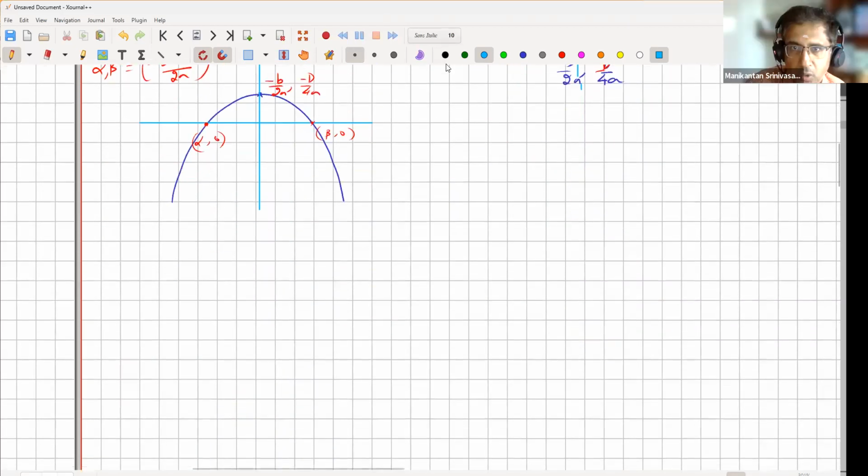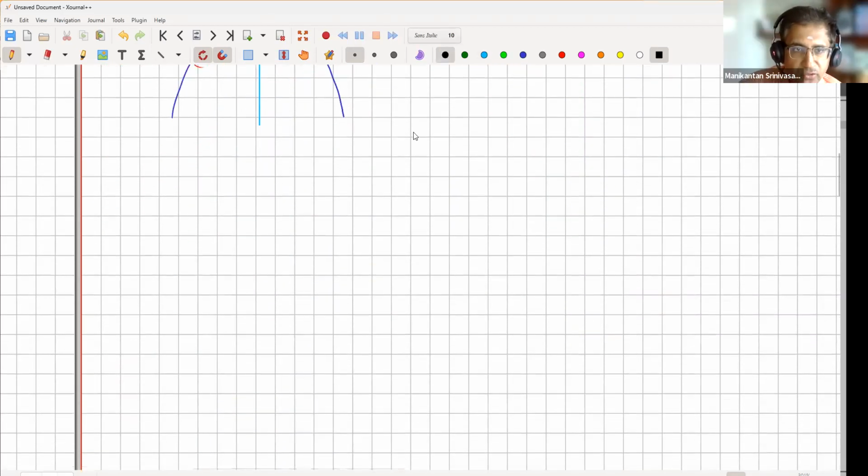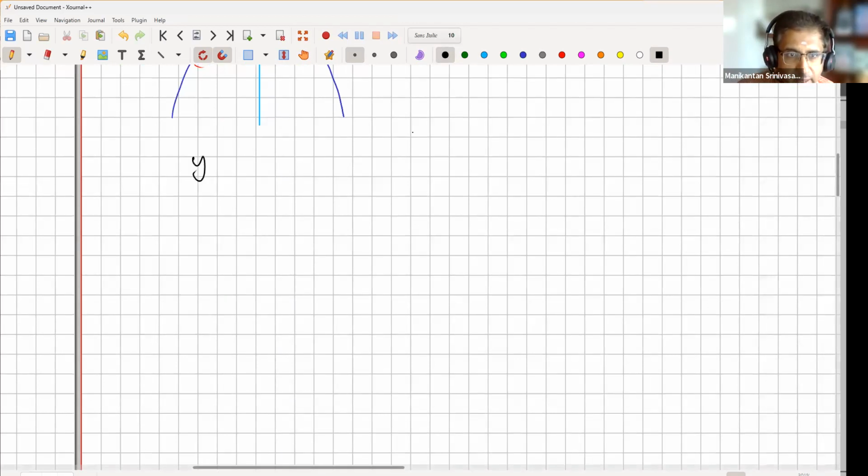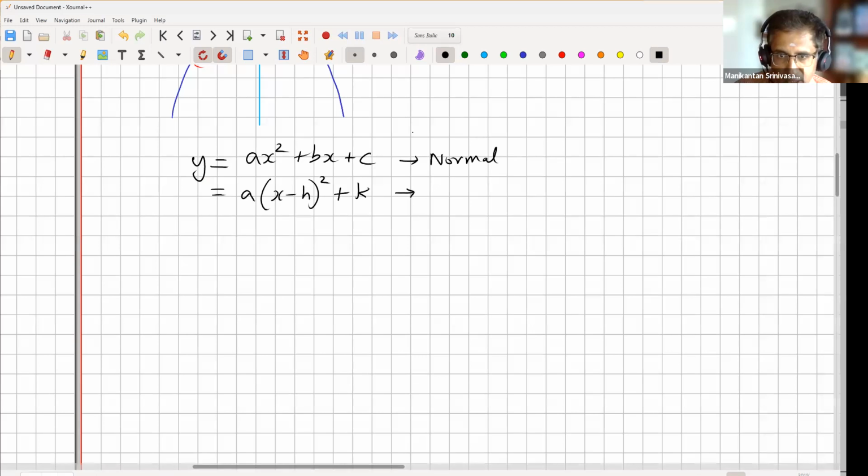Yes, sir. Okay, cool. So to summarize, there are three forms of a quadratic function or expression: ax square plus bx plus c, which is the normal form that we start off with. Okay, and then the vertex form, which is a times (x minus h) whole square plus k. So this is the vertex form. And then the coordinates of the vertex are minus b by 2a and minus d by 4a.